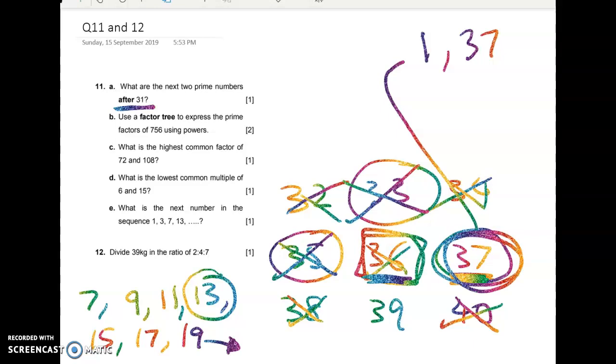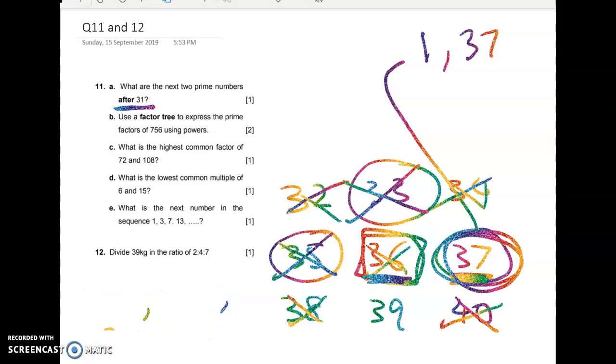Now you're probably going, why did she take so long to do that? Well, I didn't need to do it for this question, but I want you to just have a general revision of what prime numbers are about. So that's the first one.